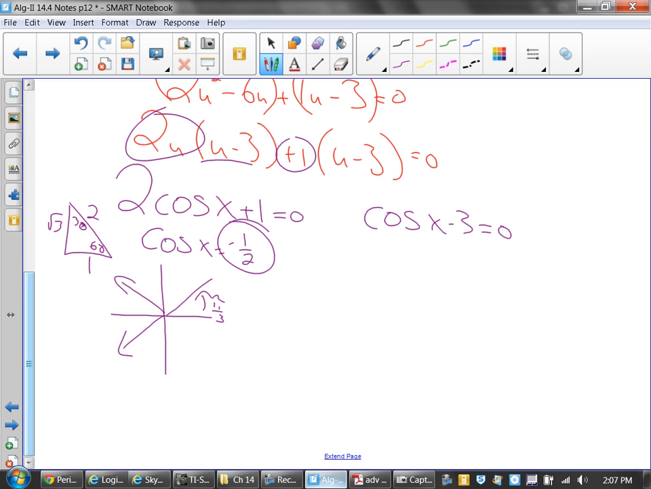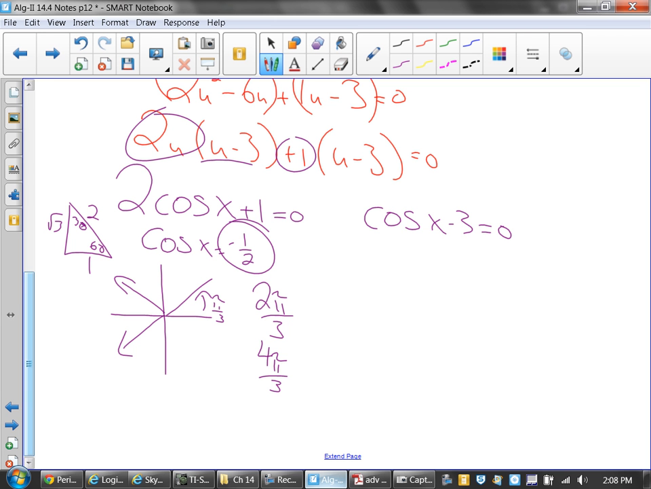Remember, cosine's your x value. It's 2 and 3. So the reference angle of pi over 3 within the second quadrant gets me to 2 pi over 3. In the third quadrant, it gets me to 4 pi over 3. I believe this problem was within one revolution, so all I have to do is list all the possibilities. I don't have to worry about anything else on that one.